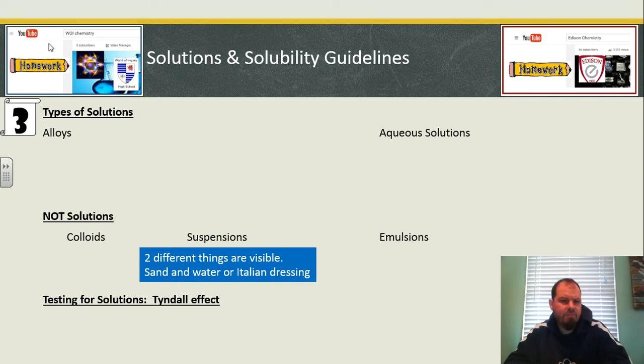Suspensions is the actual name for a mixture of things that you would see, like sand and water, or Italian dressing is a great thing where I can see 2 different things very visibly. We call that technically a suspension because those things are suspended in the liquid that I put them in, but they're not dissolved into that liquid. They haven't taken the phase.